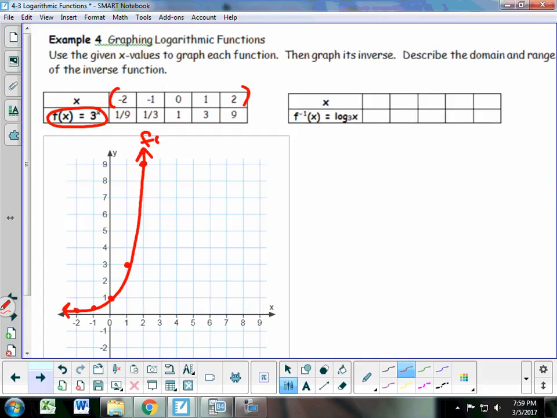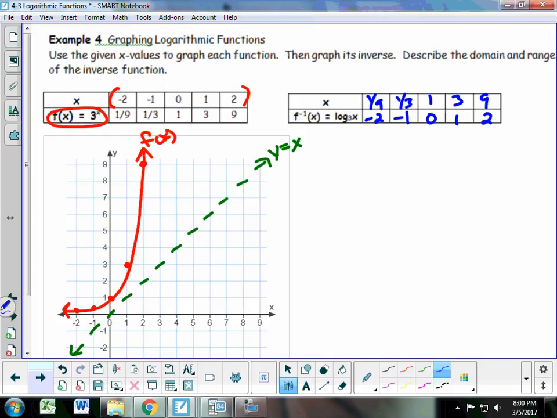Let's call it f of x. All right, then we can graph the other guy. So we can just flip-flop all these. 1/9, -2. 1/3, -1. 1, 0. 3, 1. 9, 2. Again, we could just reflect it over that diagonal line, y equals x, because that is a key feature of inverse functions. I feel like most people will like to just plot the points, but either way works.